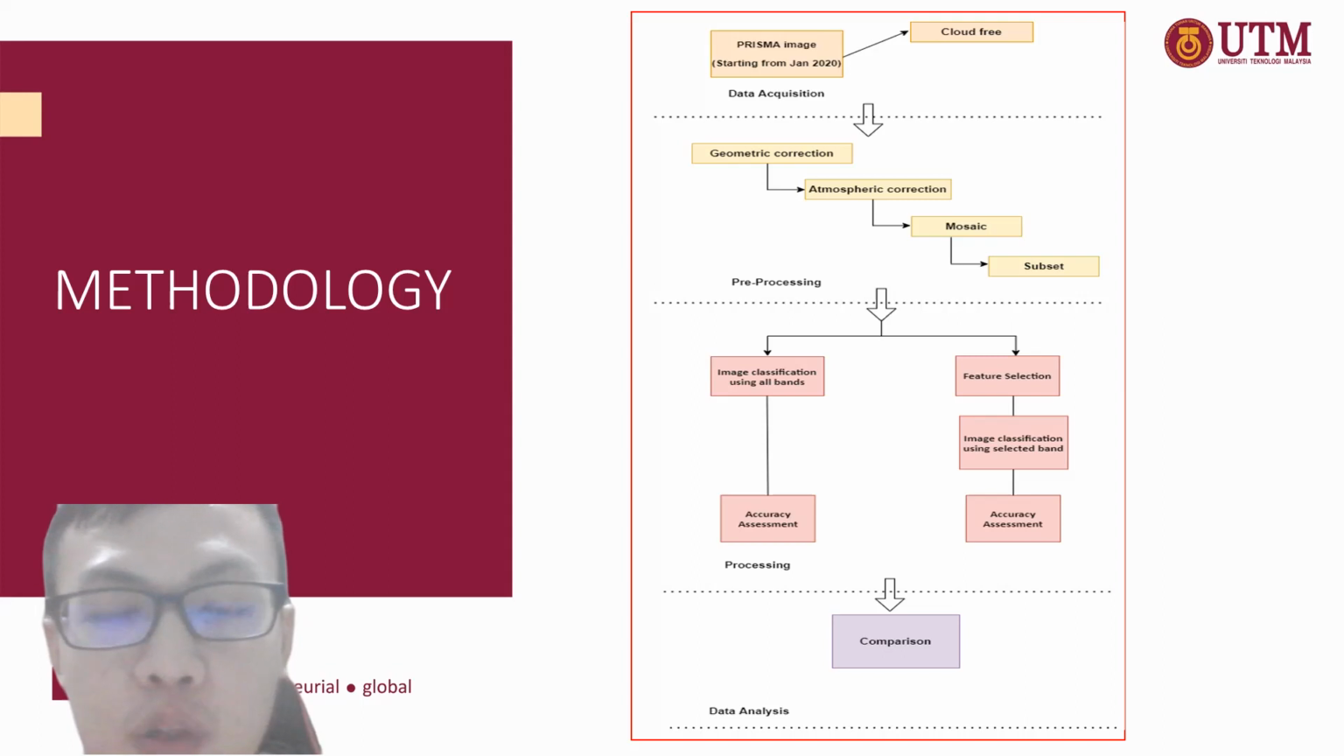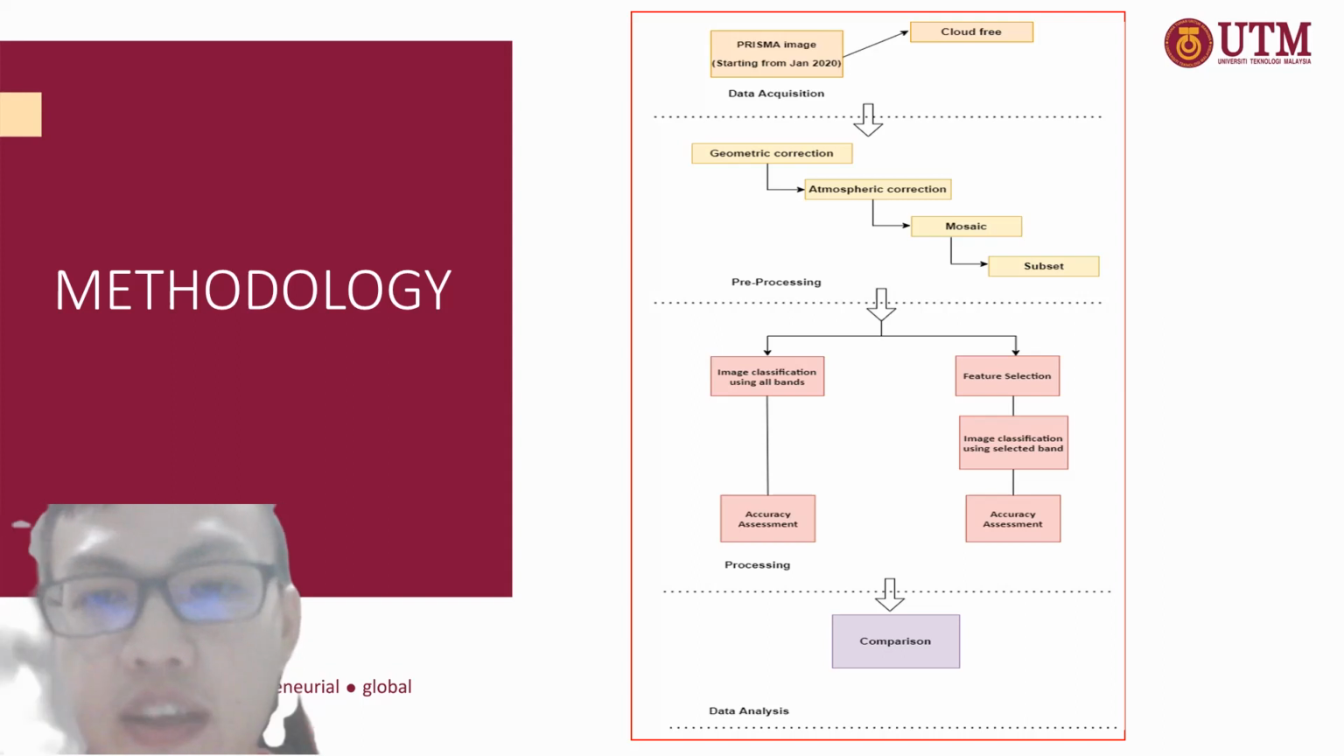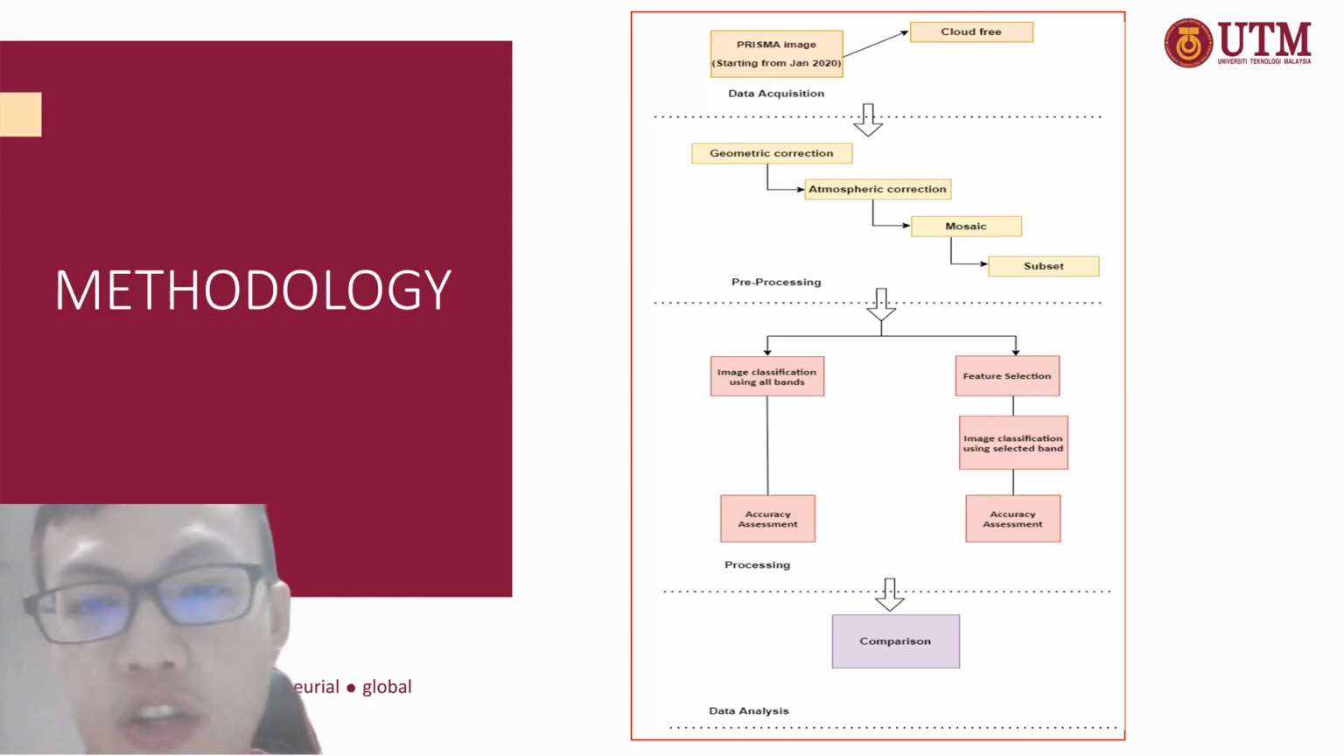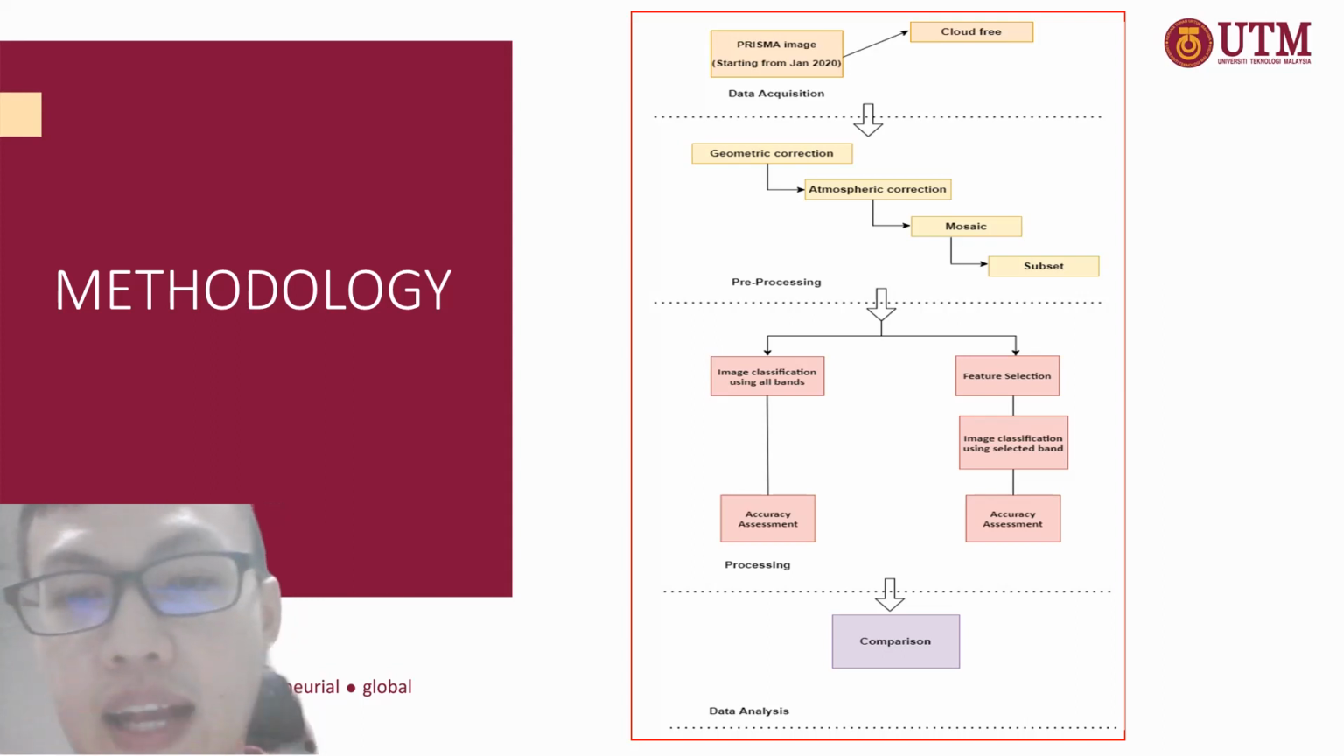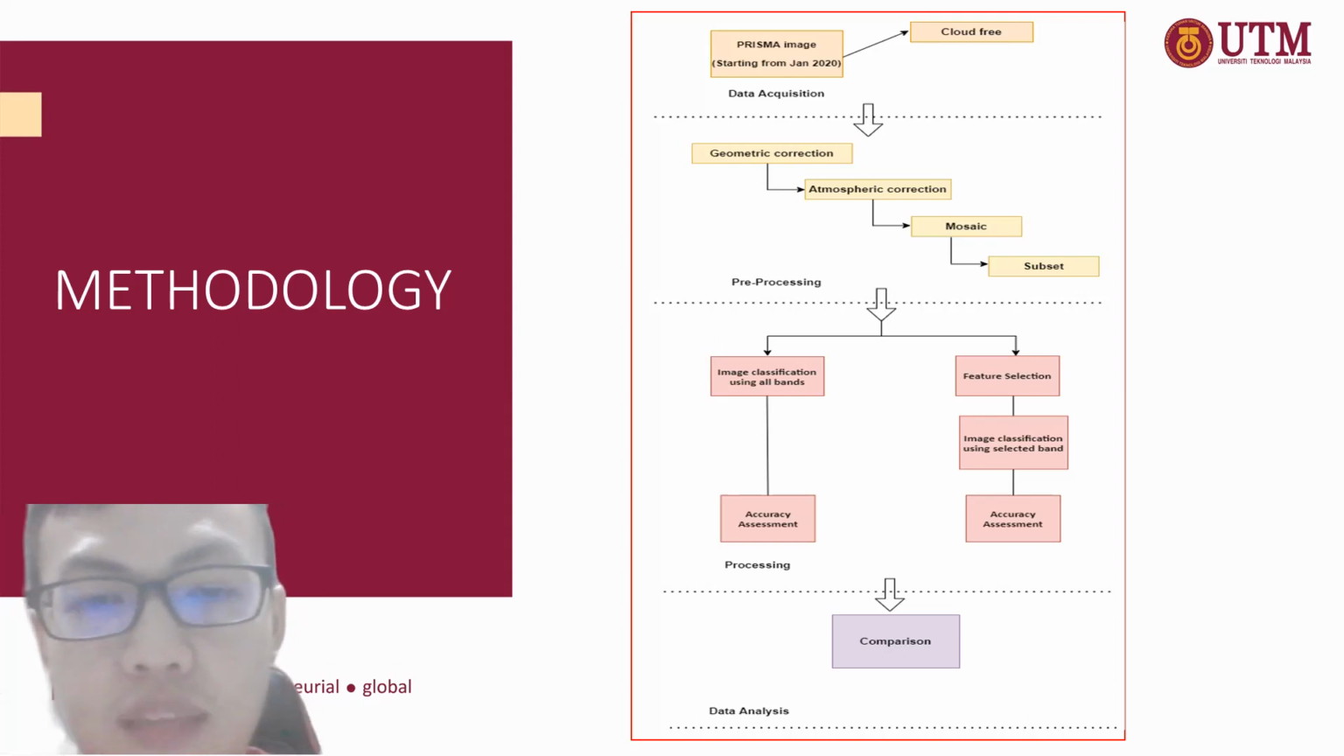I will divide into the two steps, which is one is doing the image classification using the all band and come up with the accuracy assessment. And next is the feature selection. Feature selection will be used, and then image classification will use the selected band and come out with the accuracy assessment. Both of the results of accuracy assessment will be used to do the comparison in the data analysis.